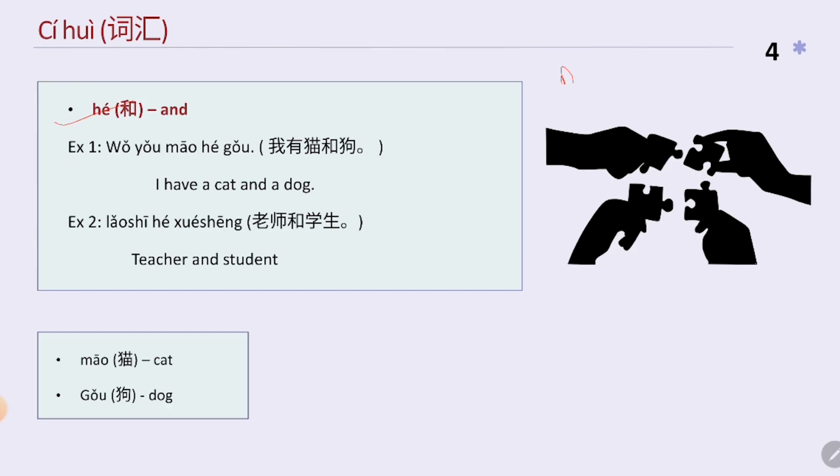Another word, 和. It is a conjunction and that means and. Look at example number 1. 我有猫和狗。我有 means I have. 猫 means cat. 狗 here means dog. And here 和 means and. Look at example number 2. 老师和学生。老师 means teacher, 学生 means student, 和 here means and.